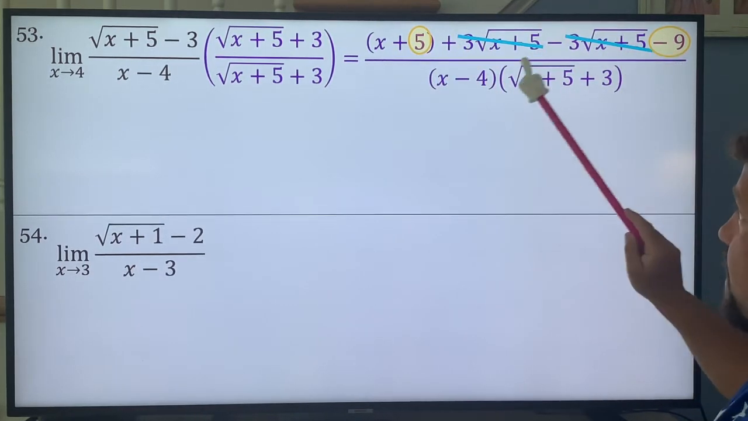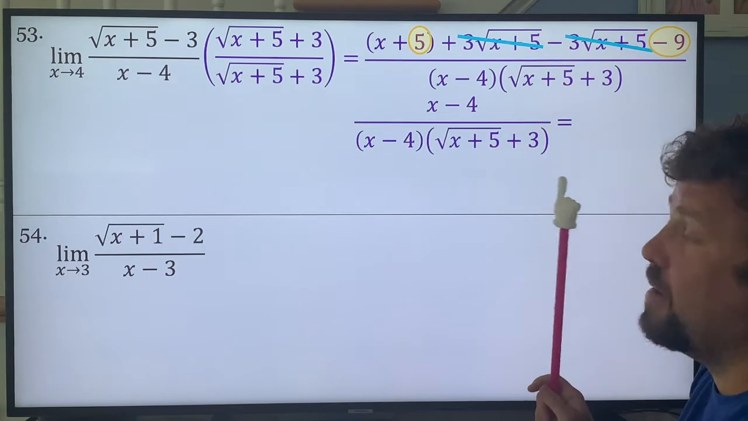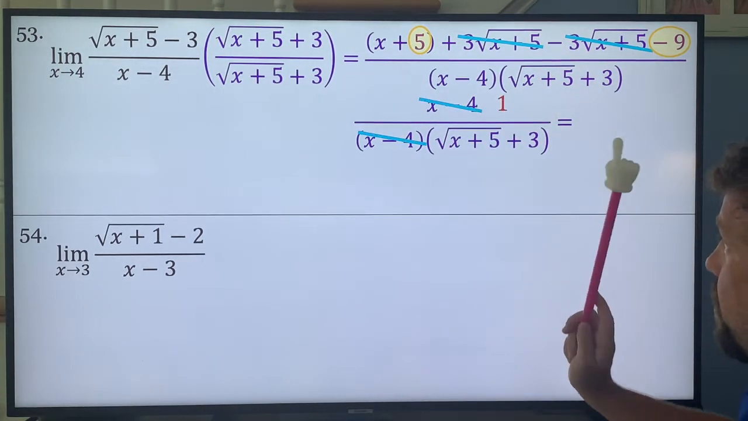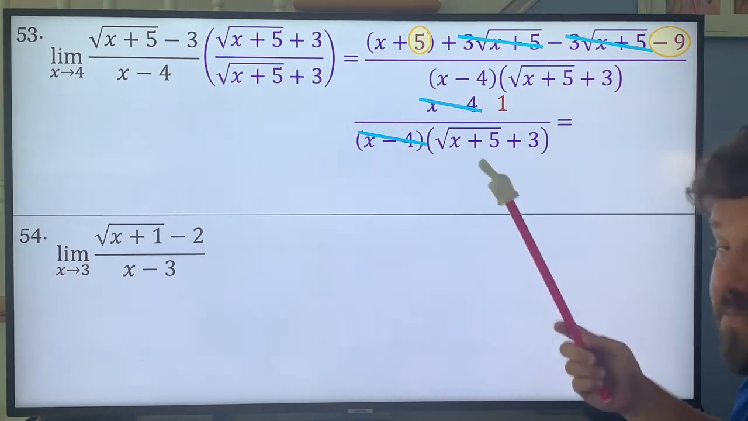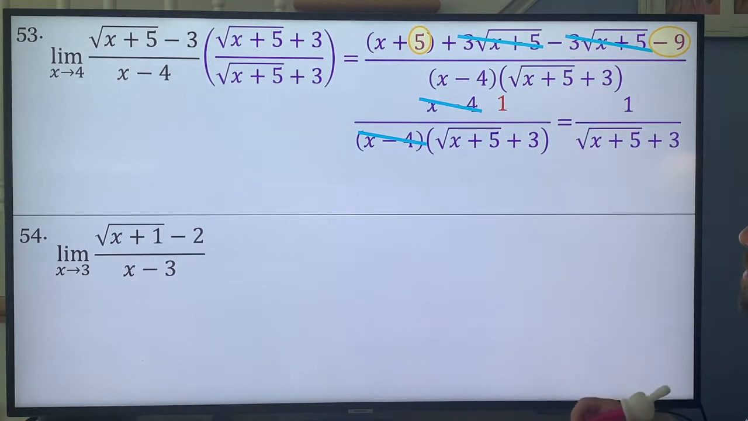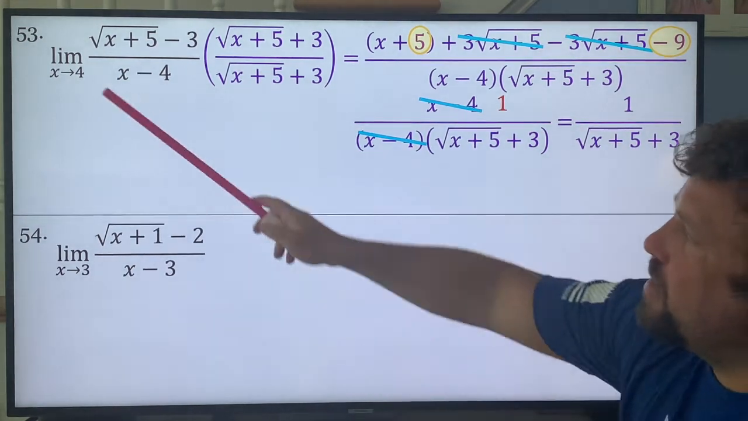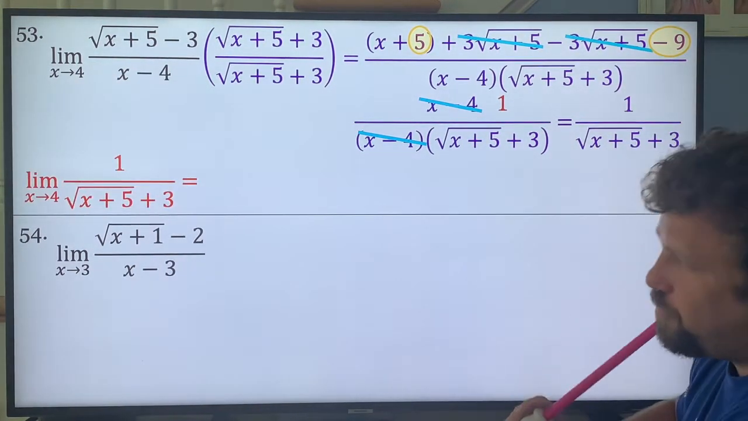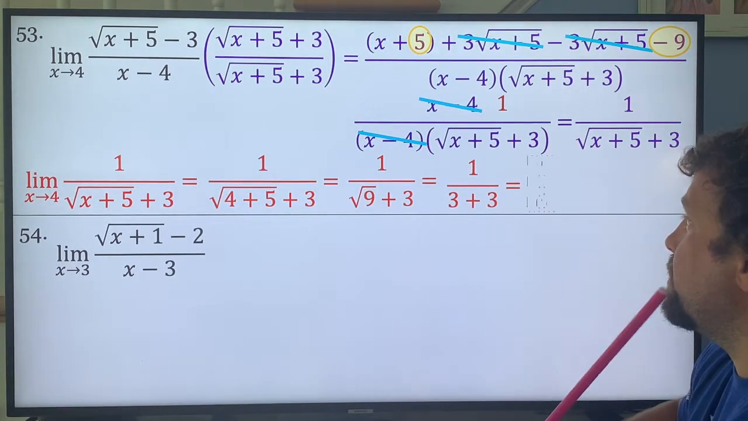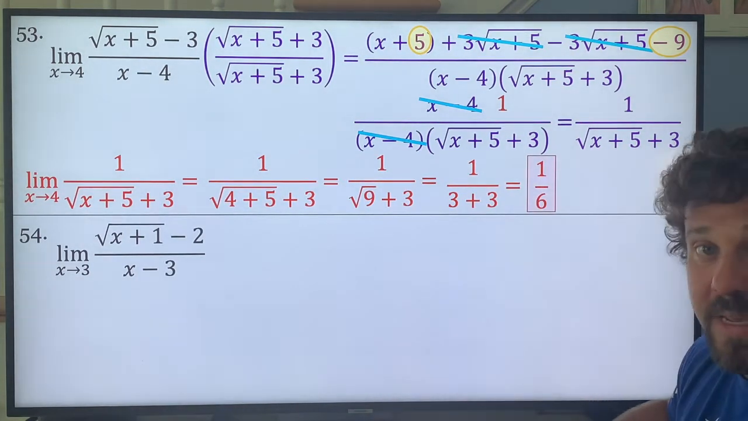5 minus 9 is, guess what? Negative 4. This is why you do it. It just magically comes out. The x minus 4's cancel out, giving you a 1. Not magically, it's math, but magic sounds cooler. 1 over the radical, x plus 5 plus 3. You're going to now find the limit and plug 4 into your answer. 4 plus 5 is 9. Square root of 9 is 3. 1 over 3 plus 3 is 1 over 6. See?